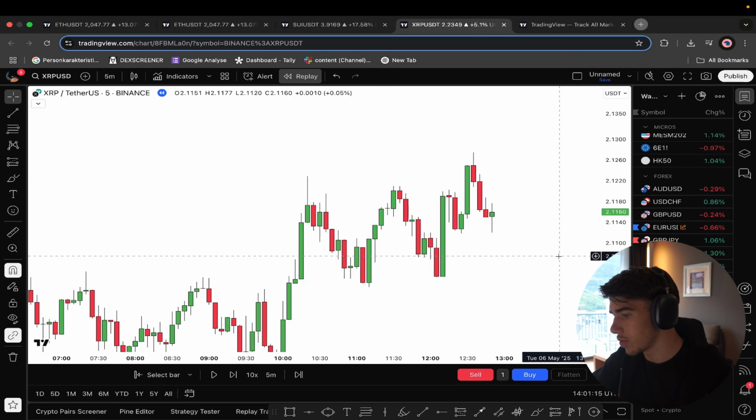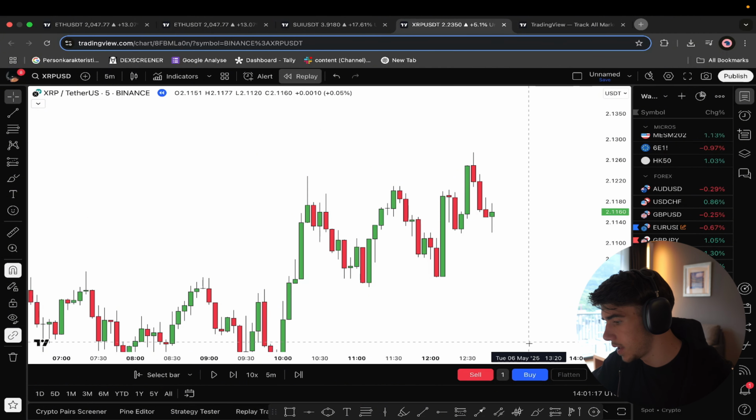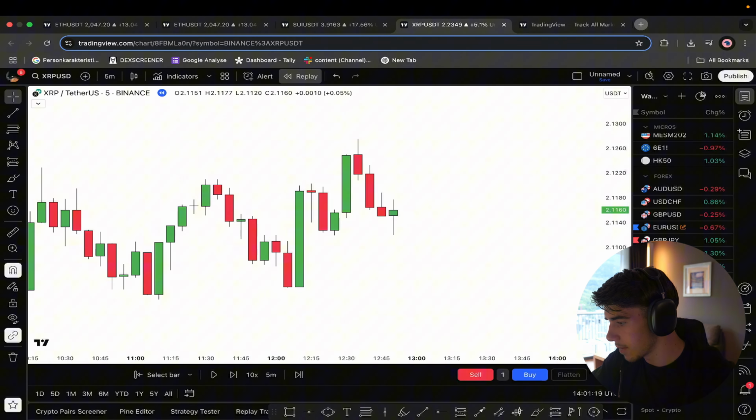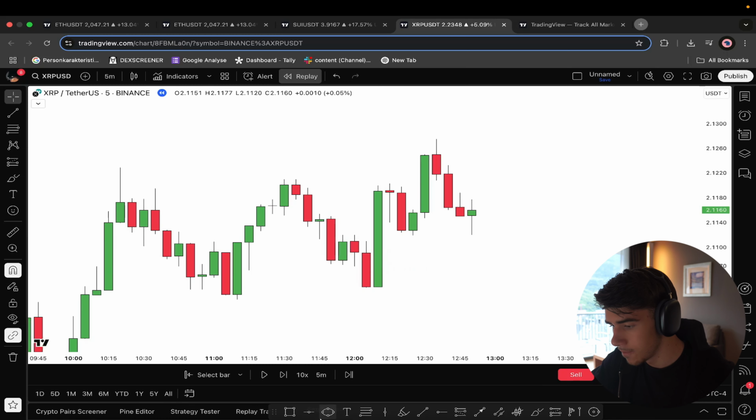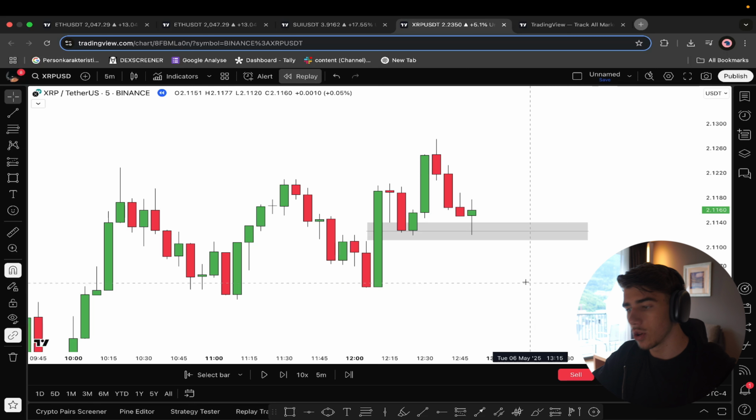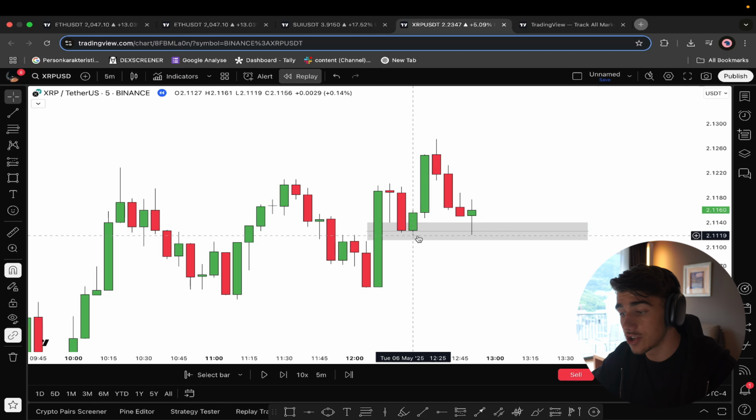Now, the last example that we're going to be looking at here is an XRP example. Okay, and this example is a little bit different because if I mark out the entire imbalance right here, you can see that the low that we've made within this imbalance is extremely close to having filled the entire imbalance.